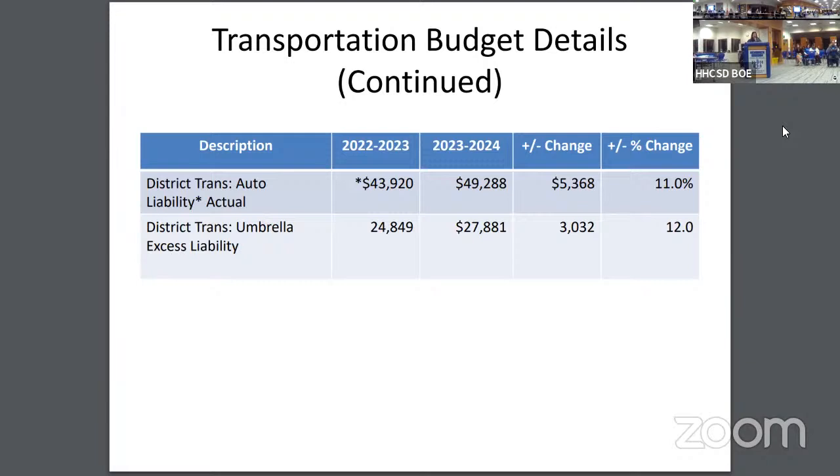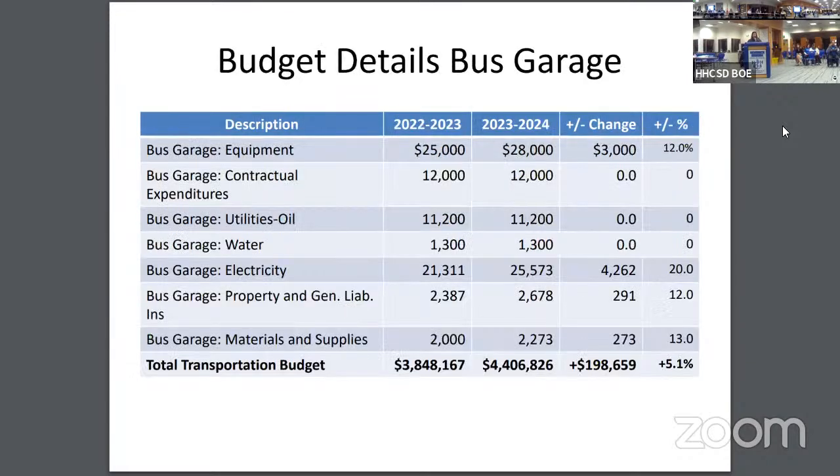Okay, bus garage equipment, it's a $3,000 increase. We had to purchase a new system that reads the computers on the buses. Everything's now computerized, including our buses. So, like when you go with your car to the dealer, you can plug it in. We do the same thing with the buses, and it gives us a reading as to where we're having issues. So that's a 12% increase in that line. Our garage contractual stays the same.